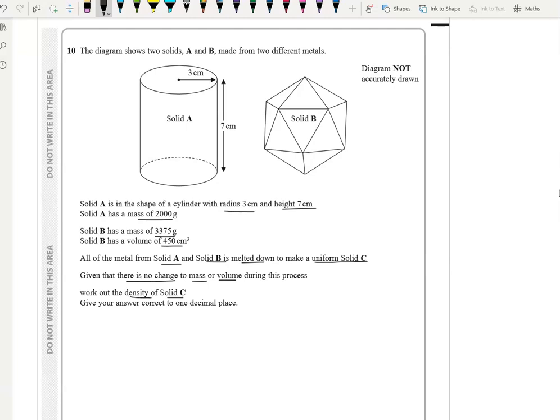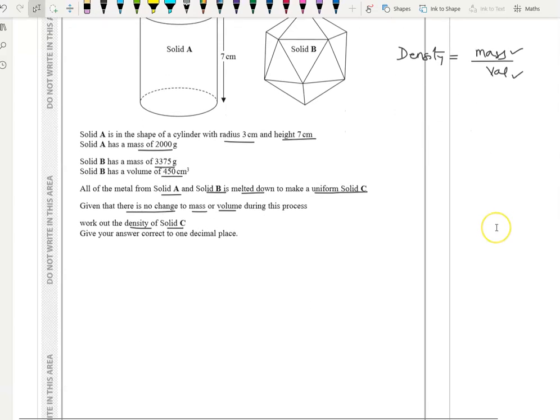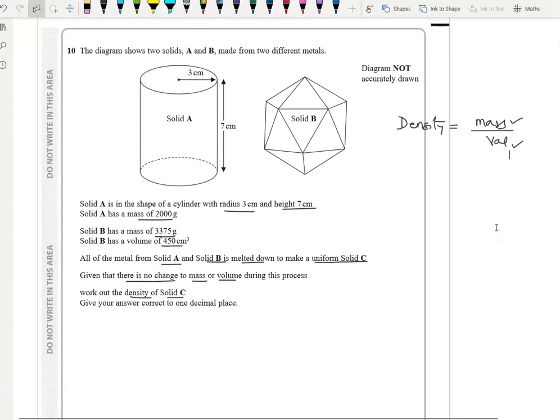So first thing, we should know the formula for finding the density. The formula for density is mass over volume. So we need to know the total mass divided by the total volume. Now we know the mass for both, we know the volume for solid B, so we need only the volume of solid A, that is the cylinder.